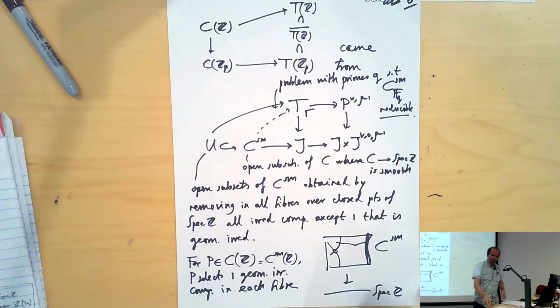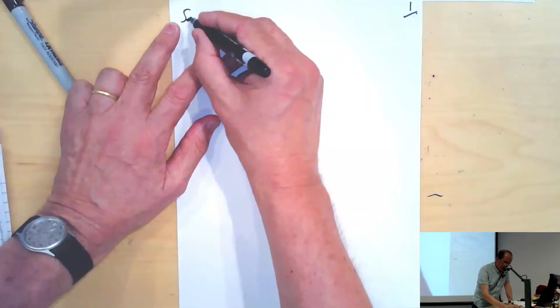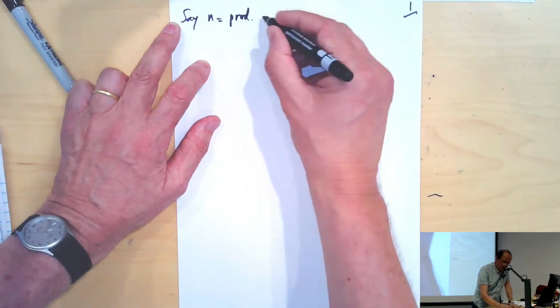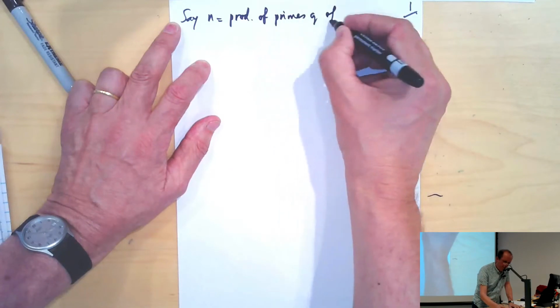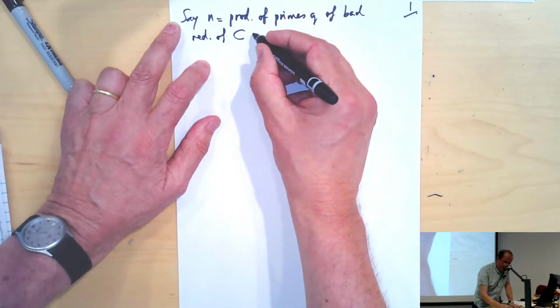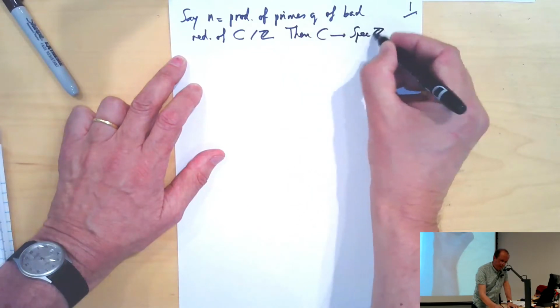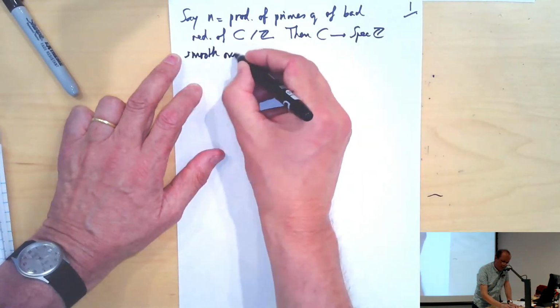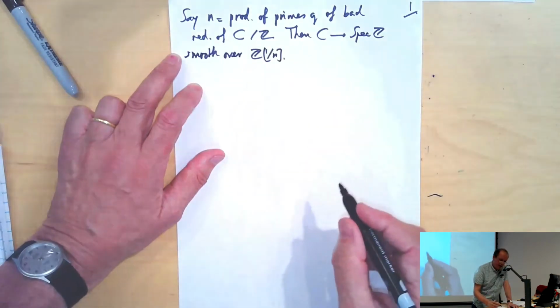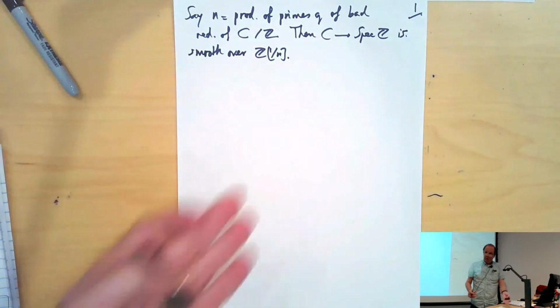My section has to choose exactly one irreducible component in each fiber, and I would like to introduce one little notation. Say that N is the product of primes Q of bad reduction of my curve C over Z. So then C to Spec Z is smooth over Z[1/N]. If I invert this N, it will be smooth. And the primes where I have a problem are the primes dividing N then.